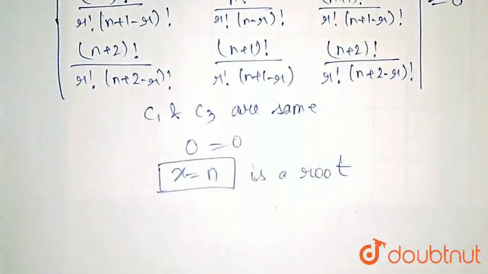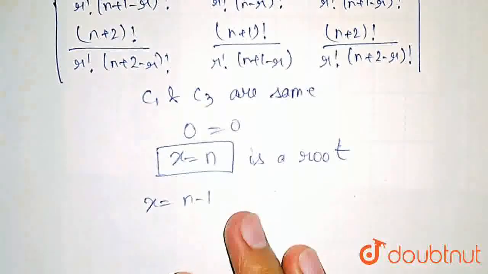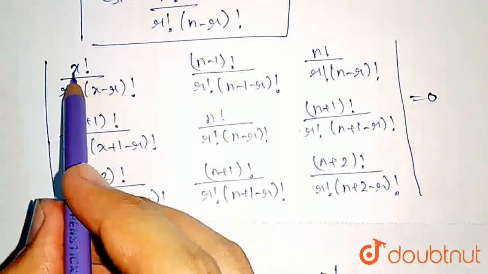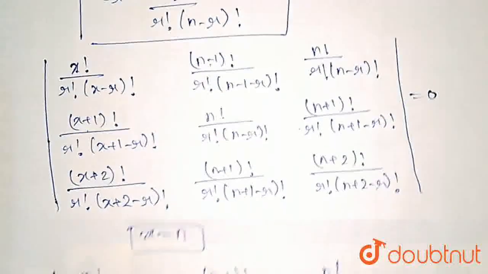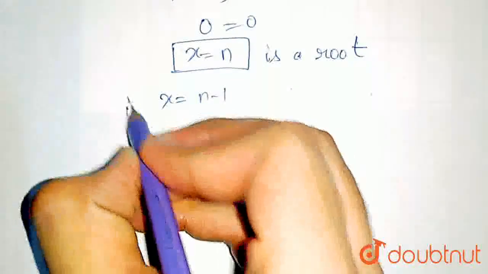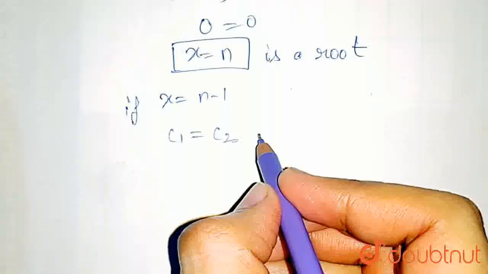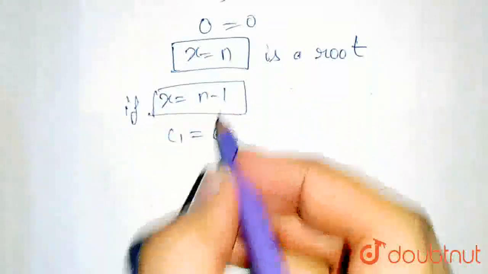Now if we substitute x is equal to n minus 1, let us take a look. In this equation, if we substitute x is equal to n minus 1, it will be the same just like this. C1 and C2 would be equal. So I am writing here, if x is equal to n minus 1, C1 would be equal to C2. Hence it will satisfy the equation. So this implies this has two roots, x is equal to n and x is equal to n minus 1.